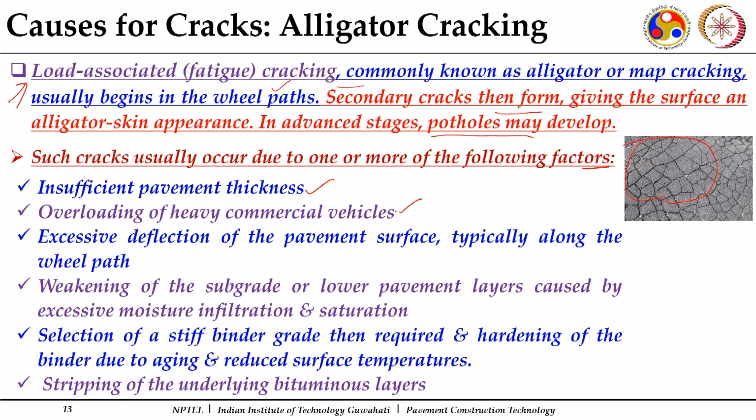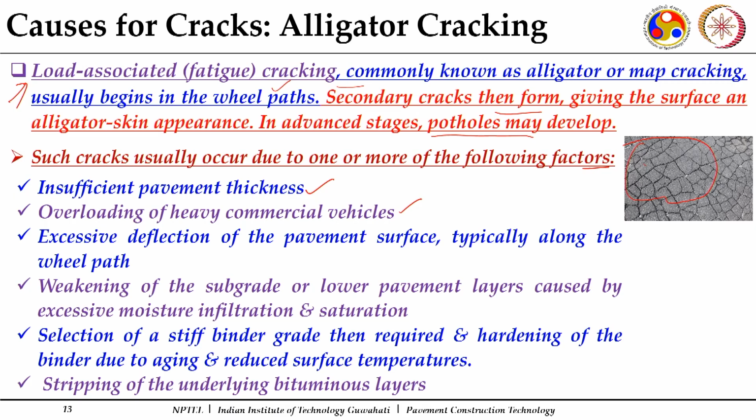Overloading by heavy commercial vehicles: as I mentioned, during the computation of the traffic, the heavy axle loads were not considered properly. The axle loads which are coming are much higher than those which were considered in computing the pavement crust thickness. Then you will also have load-associated fatigue cracking. Excessive deflections of the pavement, usually along the wheel path, because the maximum stresses come there. So, if not properly designed, you will see that the cracks first appear along the wheel paths.